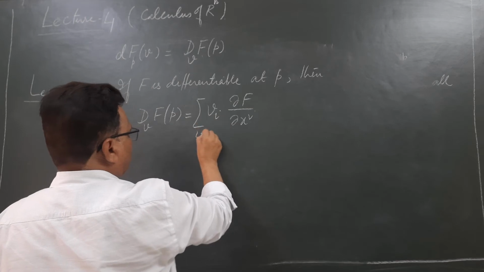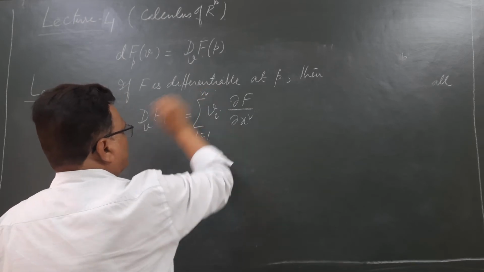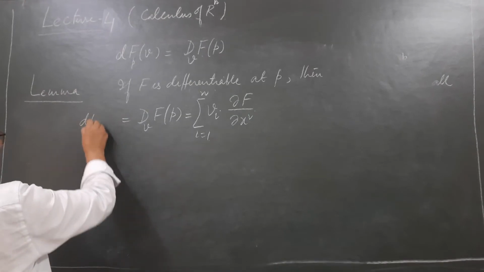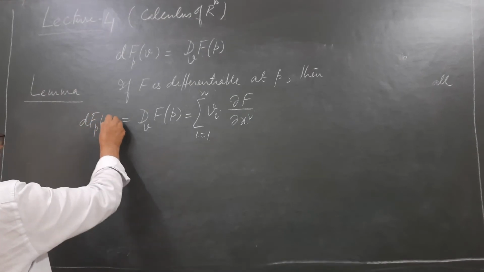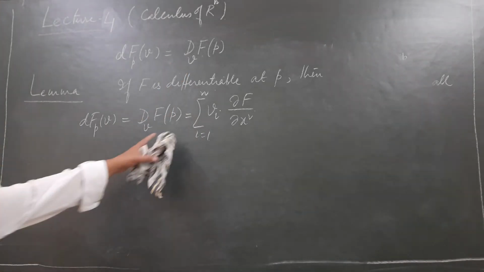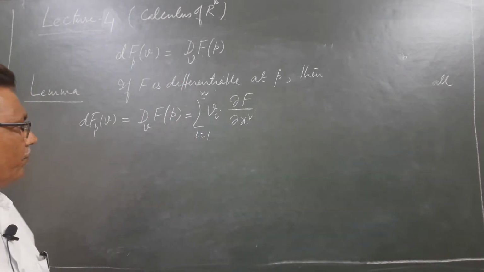I is running from 1 to n, and this dvfp is dfpv also. The first equality I have already proved, okay? Only I have to look at the second equality.